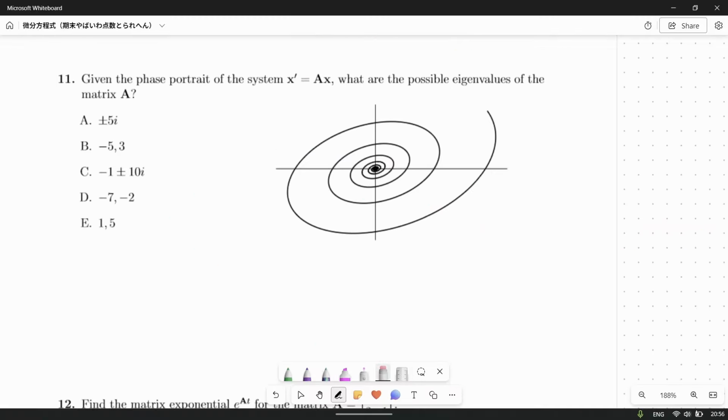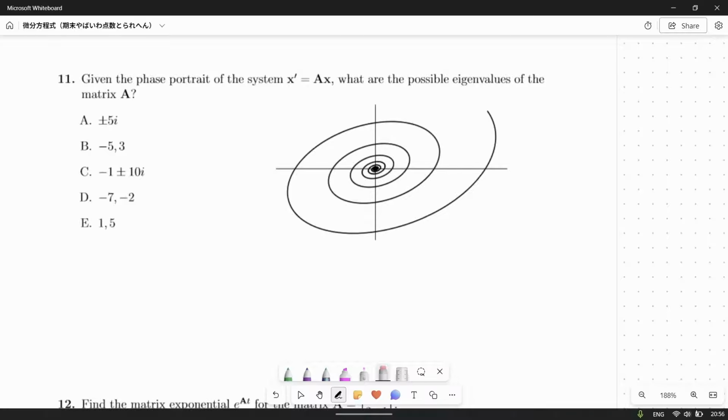Alright, so given the phase portrait of the system x prime is equal to Ax, what are the possible eigenvalues of the matrix A? So we're dealing with basically the phase behavior of a system of differential equations and the general solution for that system. And usually recall that in the case here, we have a spiral. And the only way to end up with a spiral is if you have complex eigenvalues. You can't get a spiral when you have real eigenvalues.